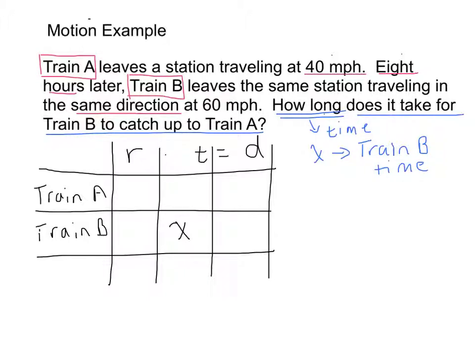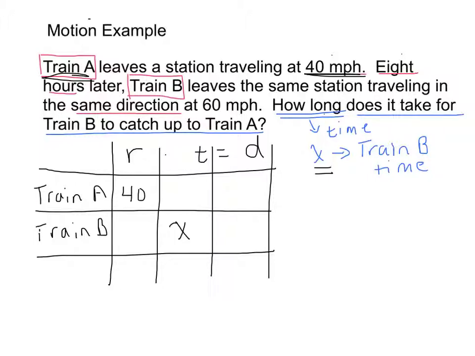Now let's look at the other information we have in the problem. Well, it says train A right here is traveling at 40 miles per hour. So that's a rate. So I'm going to put 40 in under the R for train A. Now what about train A's time? That's not given specifically in the problem, but remember that x was what we call train B's time, and we know that train B left 8 hours later.